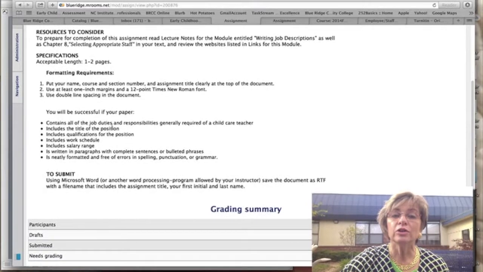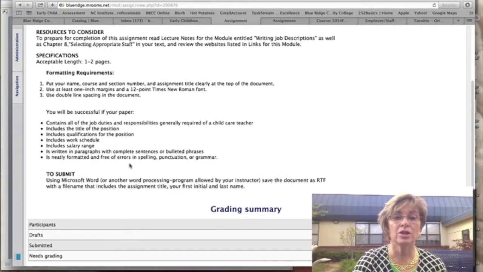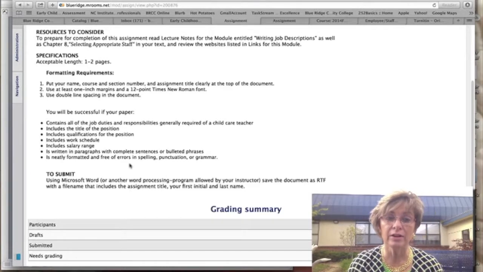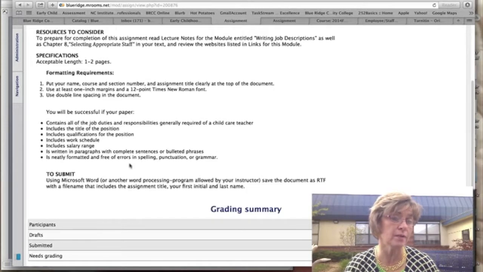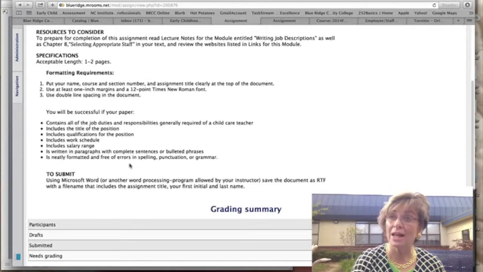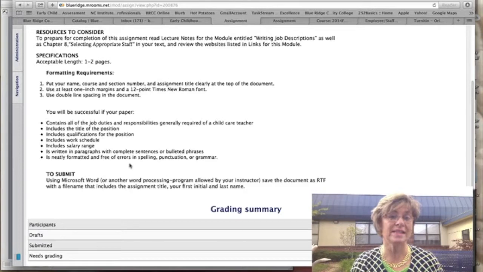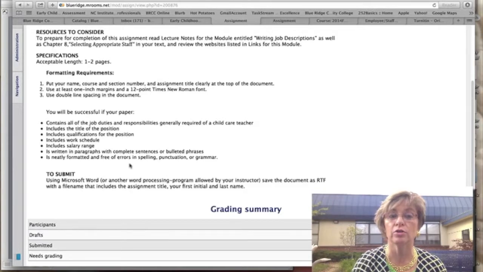Please make sure you include these items in the job description. Make sure it contains all the job duties and responsibilities. Make sure the title of the position is clear, the qualifications for the position, include the work schedule, and also include the salary range for that particular job.